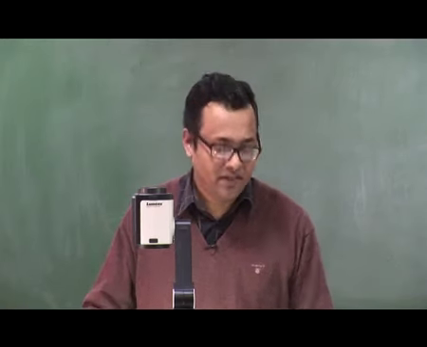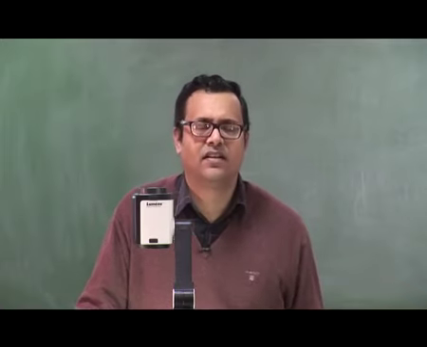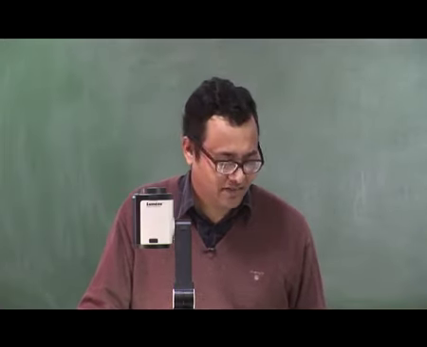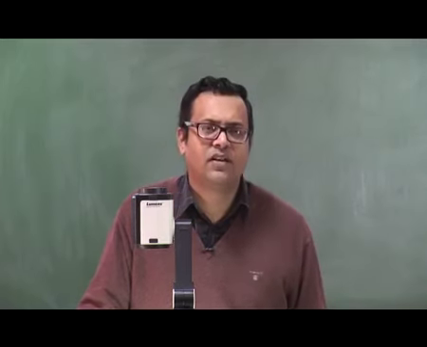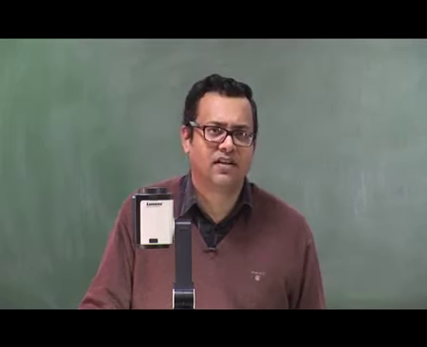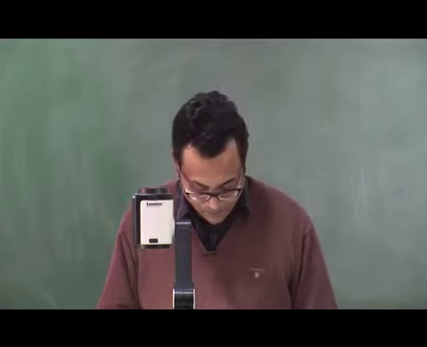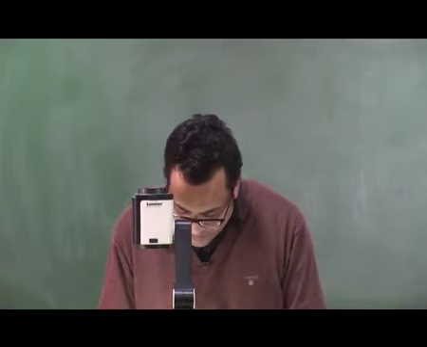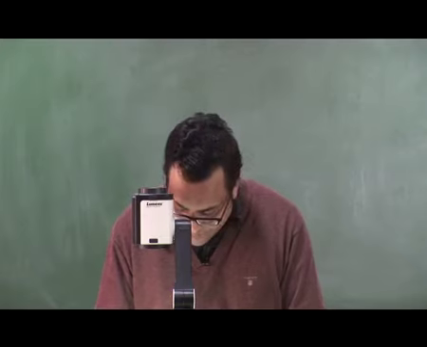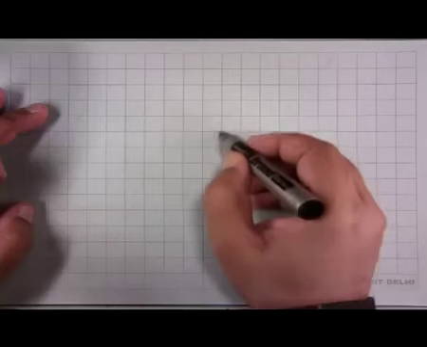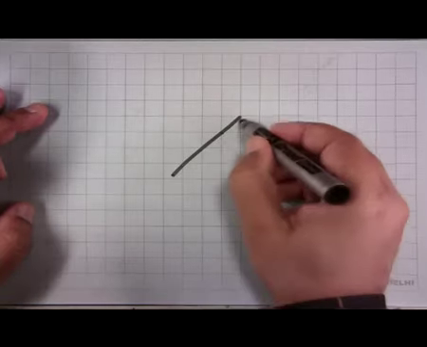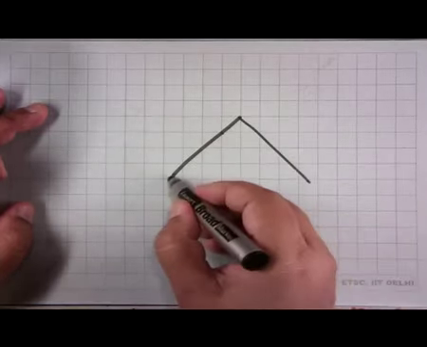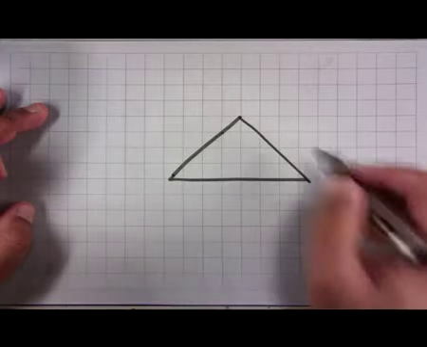Associated to every triangle ABC, there is another triangle which is called the excentral triangle of triangle ABC. And let us quickly see what this excentral triangle is. So let us say that this is our triangle ABC.